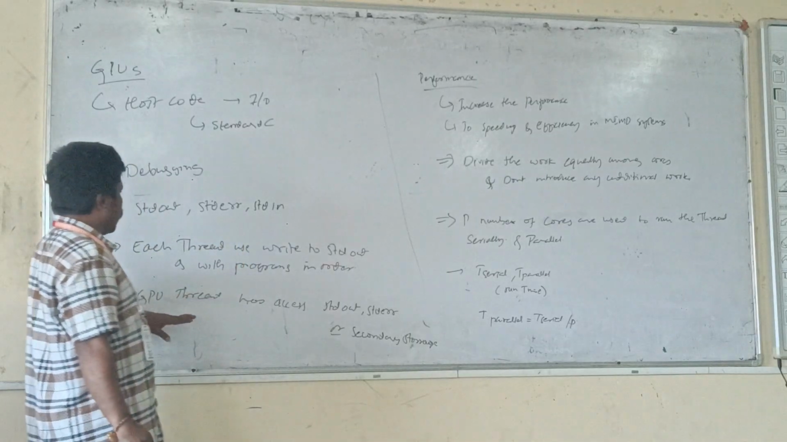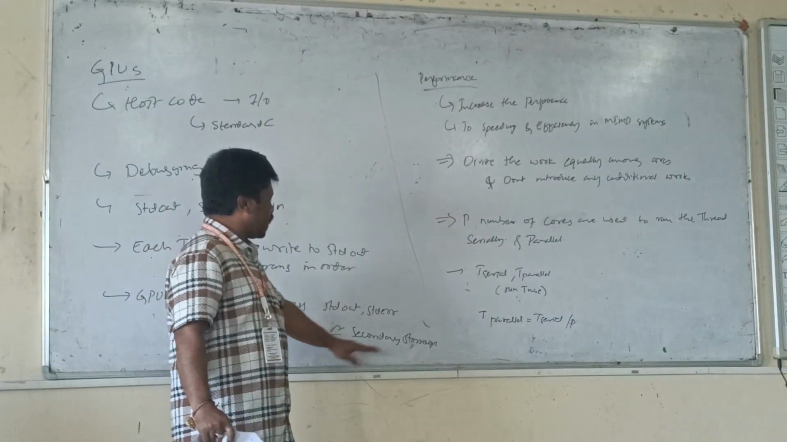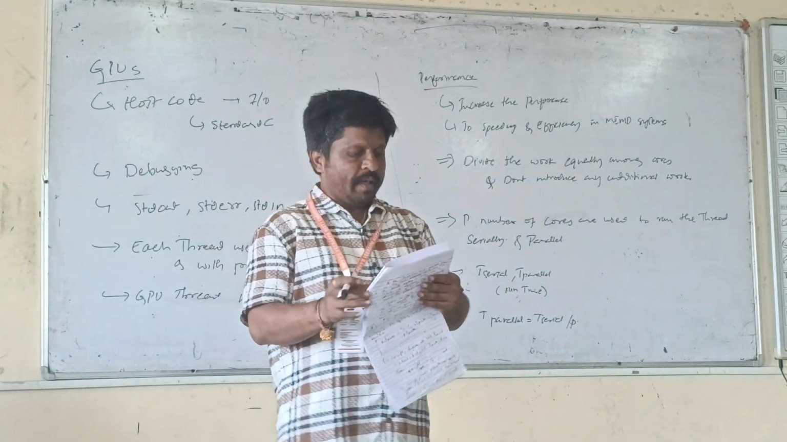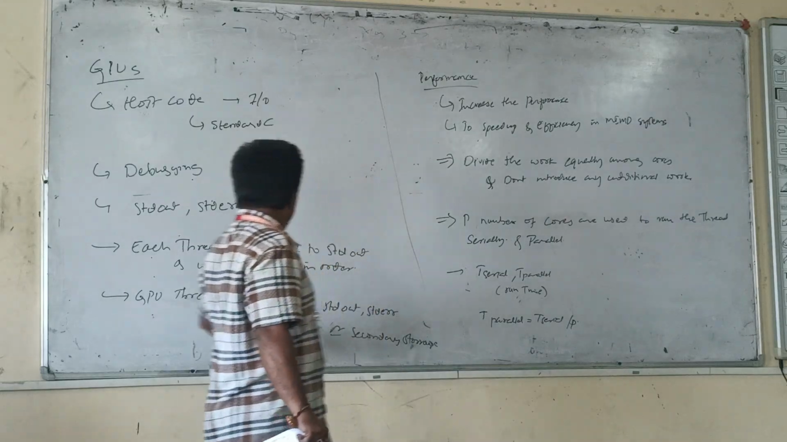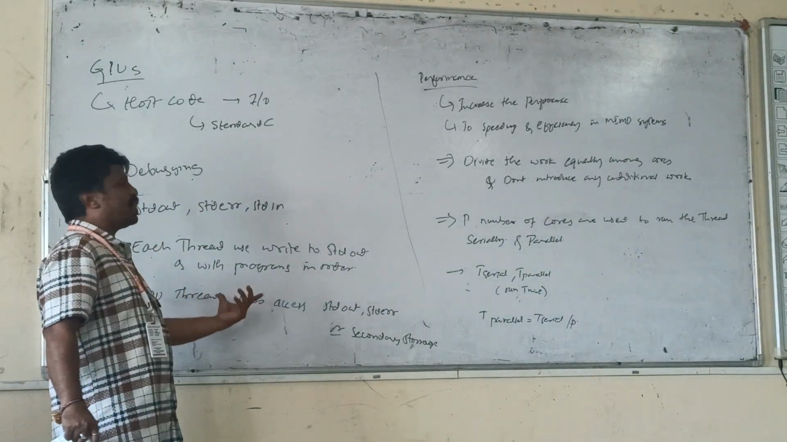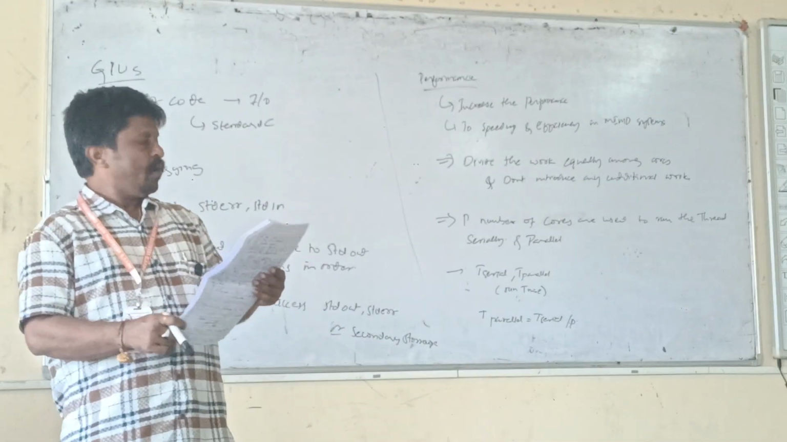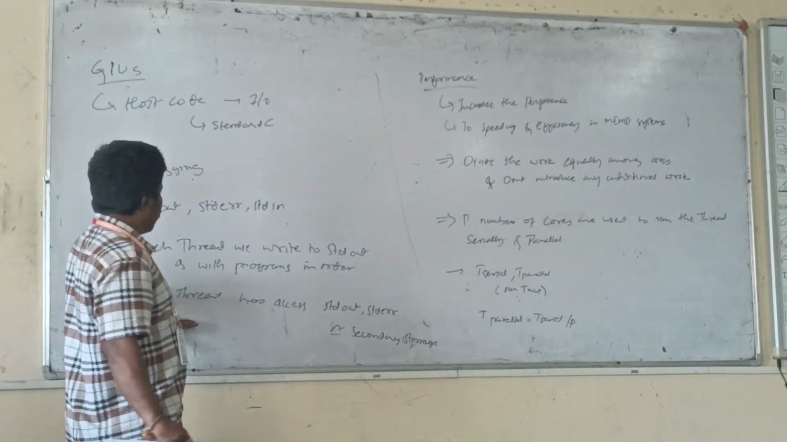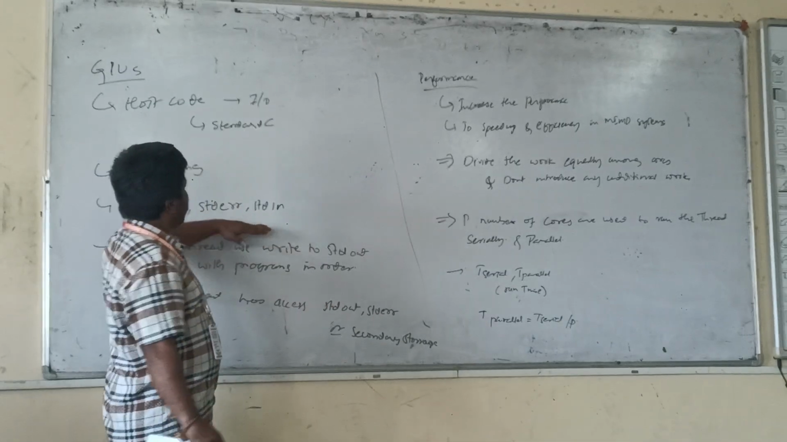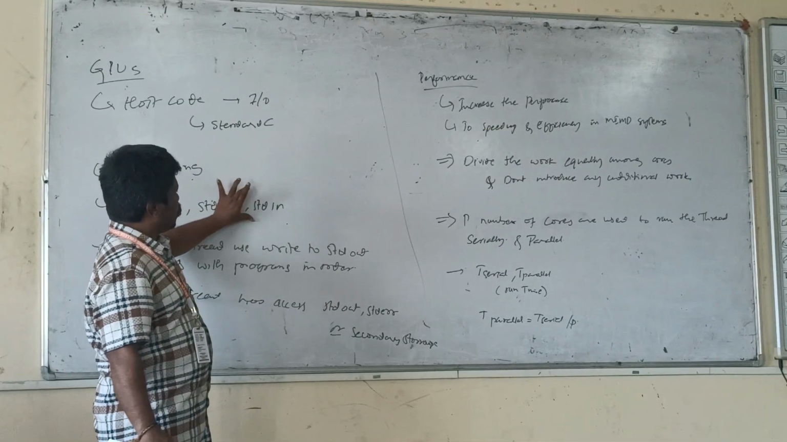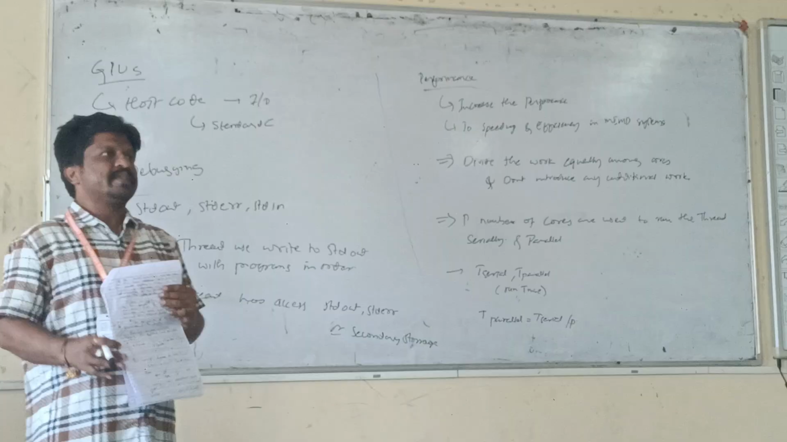Also, the GPU thread has access to stdout, stderr and also secondary storage. Sometimes I'll be using stdout and even the secondary storage. It means we will be using different types of keywords for stdout for display purpose, for errors, and for writing back to the program, in the GPUs. This is all about the GPU.